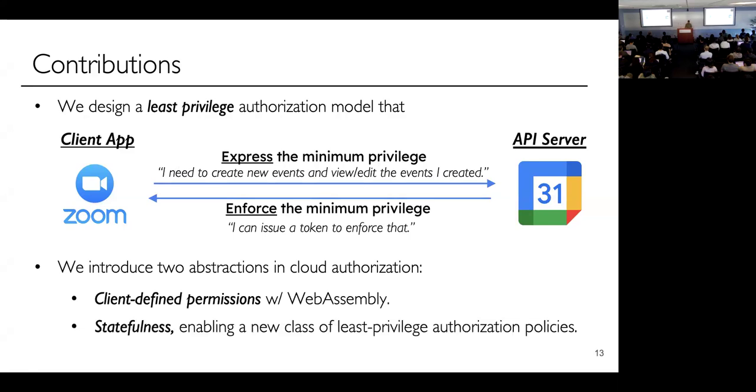And to do this, we introduce two abstractions. First, client-defined permission. In some sense, the client app is participating in this setup, and they write a statement that expresses what they want. We do this in WebAssembly for various technical reasons that I'll get into. And then we have a statefulness abstraction that allows the expression of these new stateful policies. Okay? So that's kind of what we're doing.